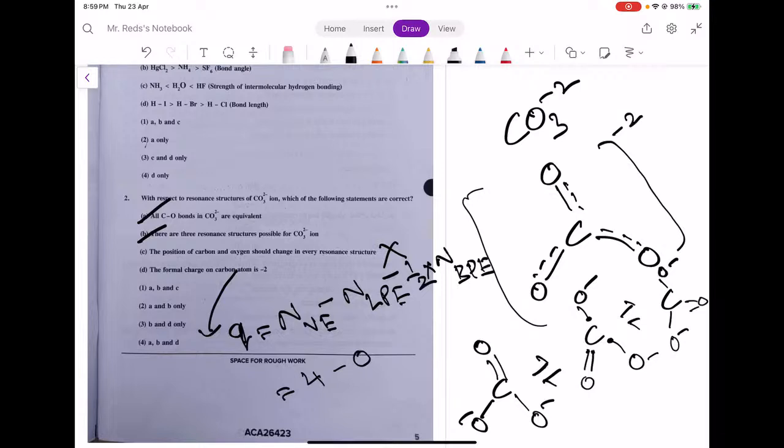Here 4 minus 0 minus half into total number of bond pair electrons. Total number of bonds are 1, 2, 3, 4. Each bond has two electrons. 4 into 2, 8 electrons, half is 4. So 4 minus 4 is equal to 0. So the formal charge of carbon is 0, not minus 2. So statements A and B are correct. A and B only.